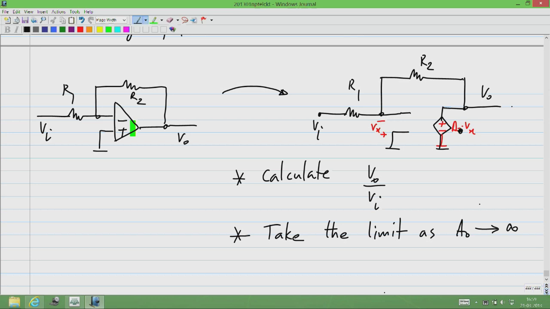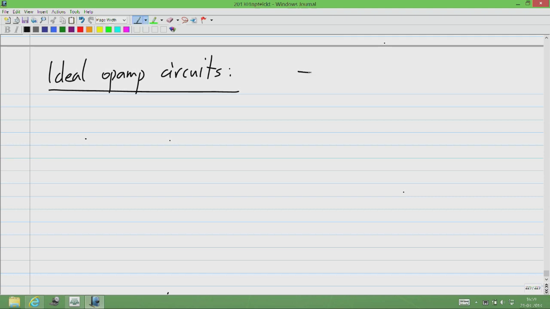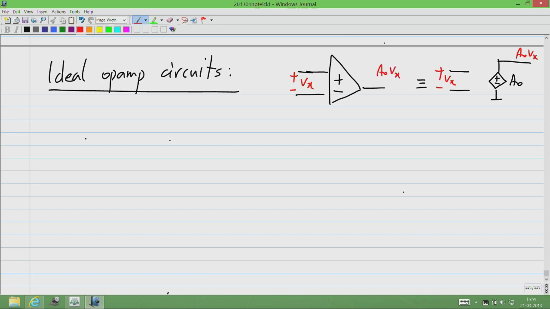Now basically the rules for analyzing the ideal op-amp circuits can be written down. First of all, what is an ideal op-amp? This is an op-amp. It's a voltage controlled voltage source with a gain A naught. And the current going into the op-amp terminals is zero. And an ideal op-amp means that the gain tends to infinity.